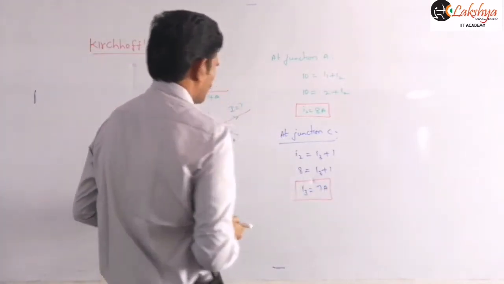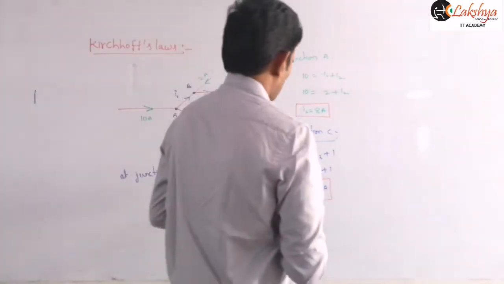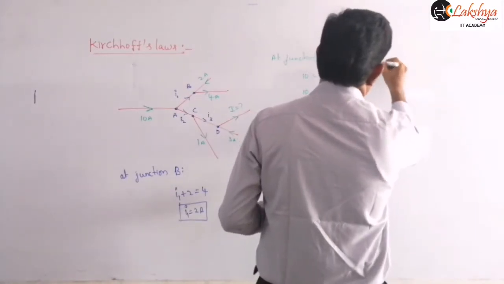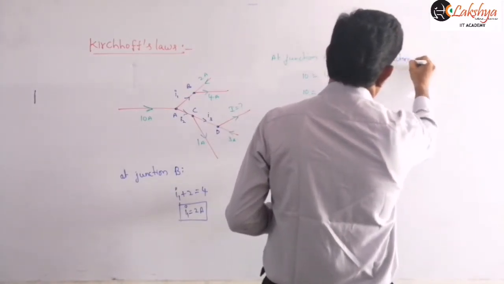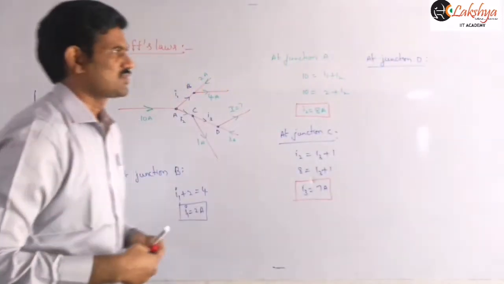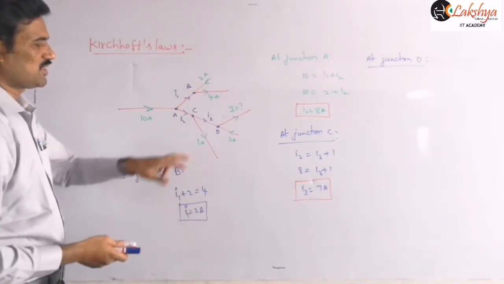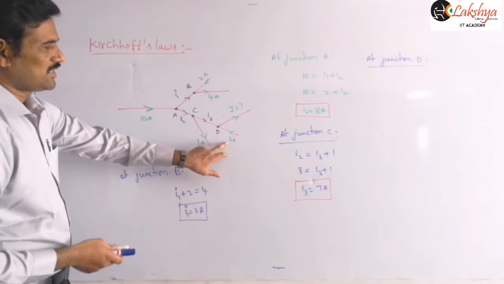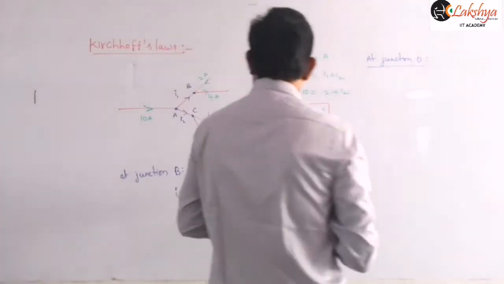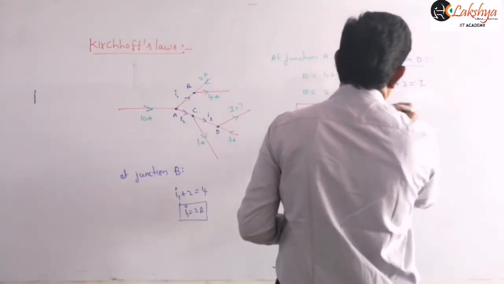Now finally, we can apply Kirchhoff's first law at junction D. At junction D, observe the currents flowing into the junction: I3 and the 3 amperes are flowing in, and the capital I is flowing out of the junction. So I can write I3 plus 3 is equal to capital I.